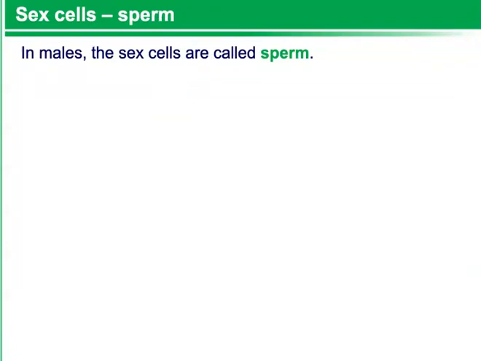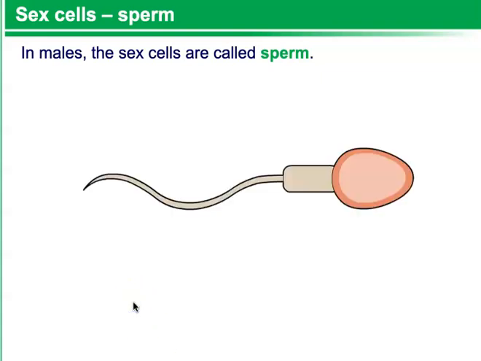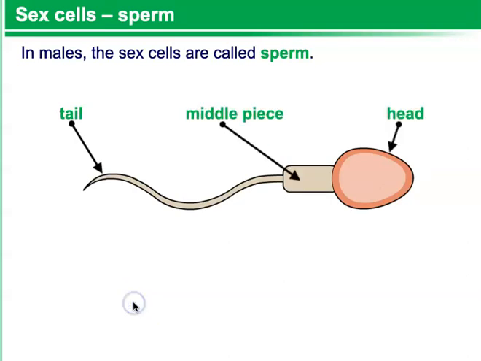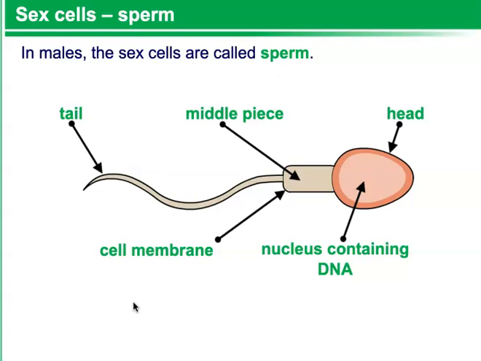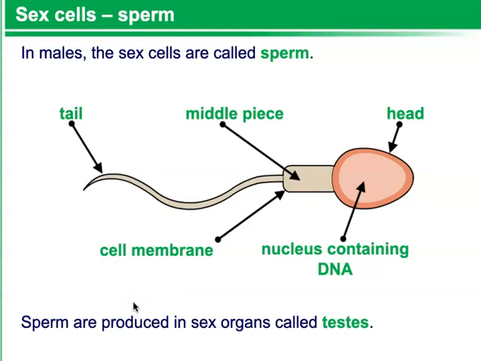Sex cells, the sperm. In males, the sex cells are called sperm. It has a tail, a middle piece, and a head. There is also a cell membrane that surrounds the majority of the sperm. Inside of the head is a nucleus containing DNA. Sperm are produced in the sex organs called the testes.